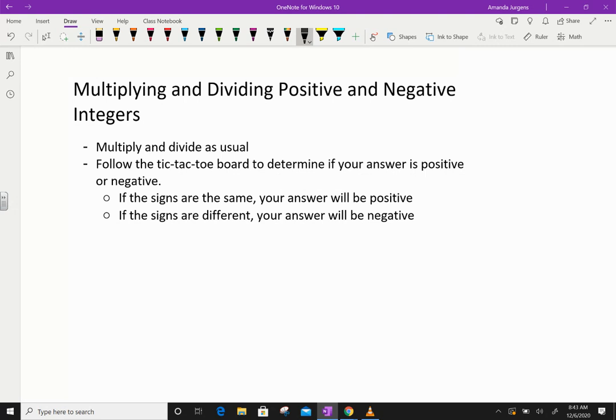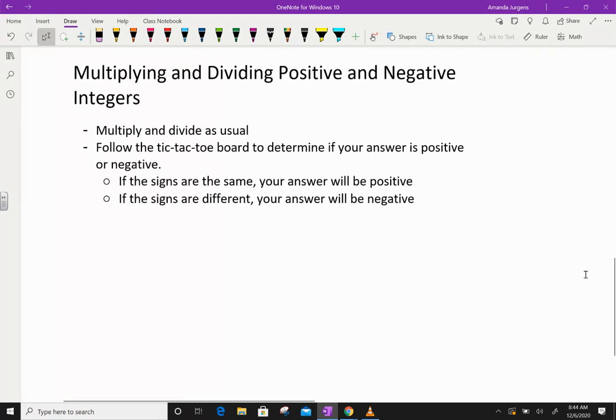The next step is to determine whether your answer is going to be positive or negative. Now I like to use a tic-tac-toe board that helps me with this, which I'm going to draw on the screen in a moment. But essentially, if your signs are the same, your answer will be positive. If both numbers are positive, your answer is positive. If both numbers are negative, your answer is still positive. Now, if the signs are different, your answer is going to end up being negative. So these rules are really different from when we add and subtract positive and negative integers. Multiplying and dividing is different from adding and subtracting.